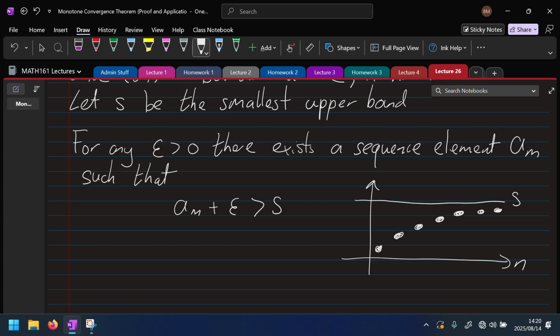So what we're saying here with this element a_m plus epsilon is greater than S, is that somewhere along this line, there's going to be an element, let's say that one just after the pink line, that if we add any amount to it, it will be above the smallest upper bound. So here, if we add epsilon, it will then be above that line. Does that make sense?